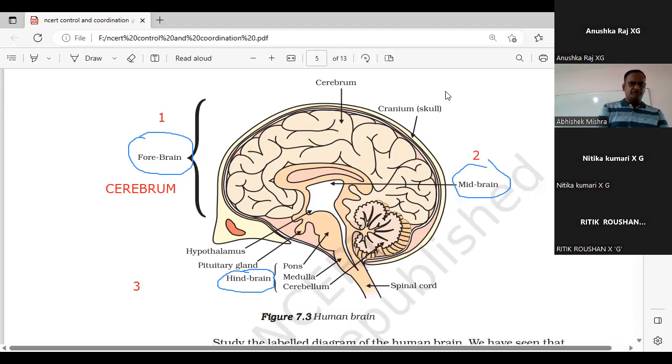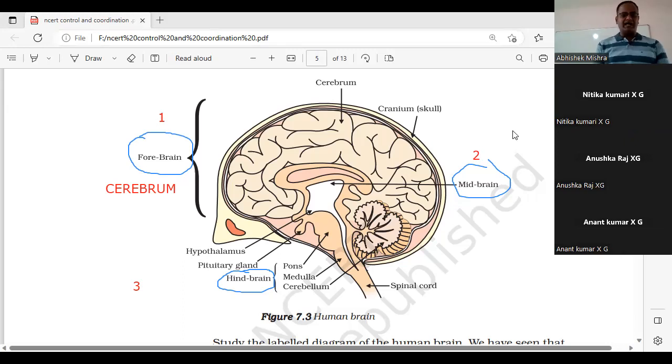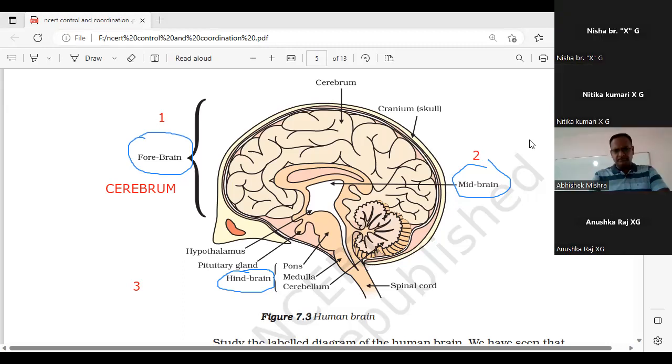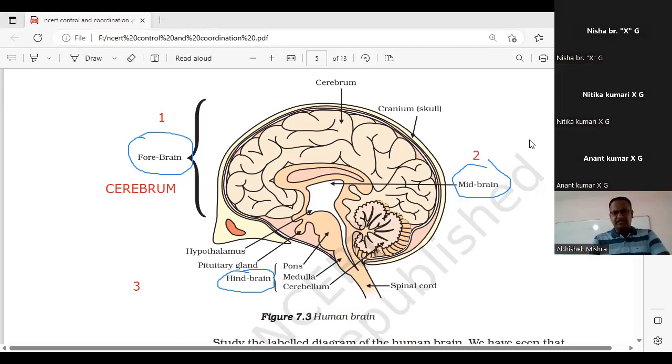Okay, fine. Now, students, second situation. All of a sudden, suppose you hear a loud sound. All of a sudden, you hear a loud sound. Now, what will you do? Loud sound. Raise your hand, what will you do? Okay, Nisha, Nitika, and Anant. Okay, Nisha first, tell me. I will close my ear.